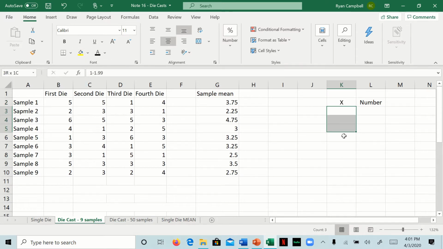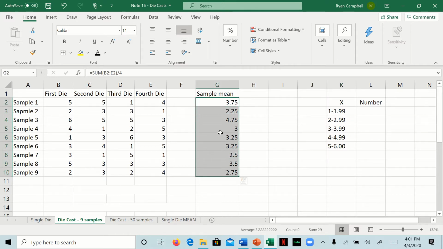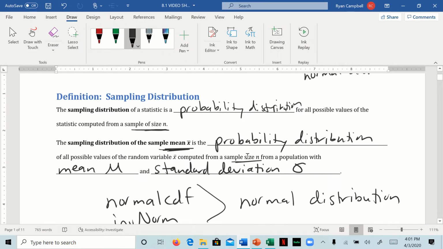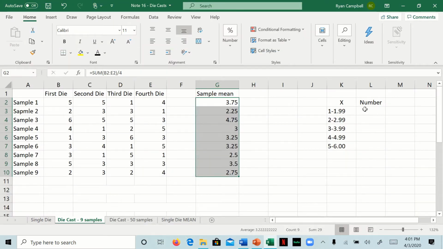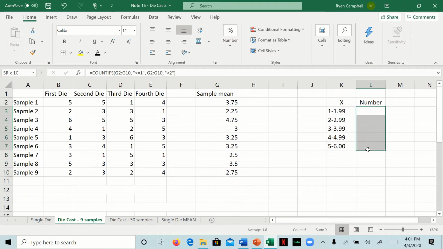On this side, I actually already did this. So we're going to have 1 to 1.99, 2 to 2.99, 3 to 3.99, 4 to 4.99, 5 to 5.99, but 6 is close enough. We're going to count the number in the sample mean, because if you remember from the very beginning, we said that this was a sampling distribution of the sample mean. So how many numbers do we have? We can just count them up. I already did it.